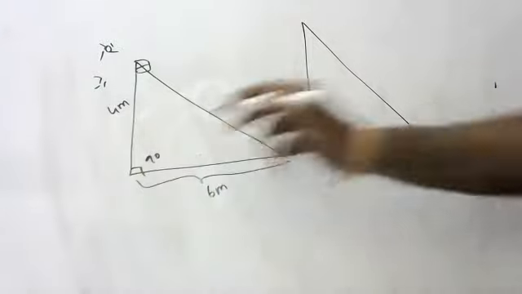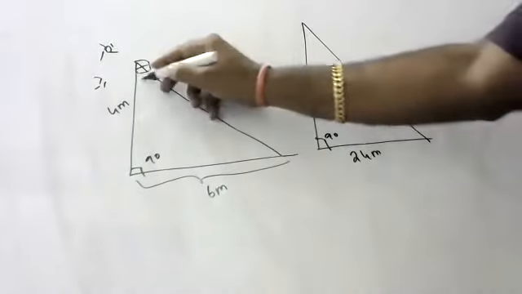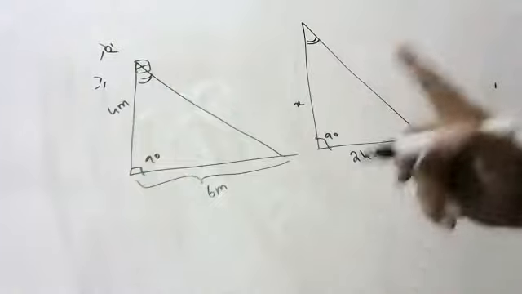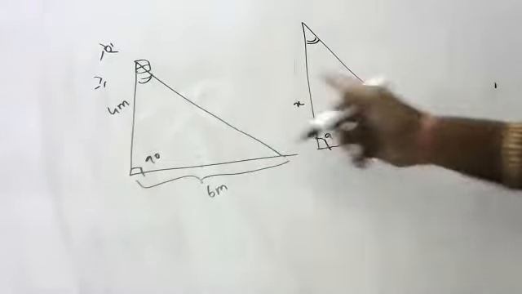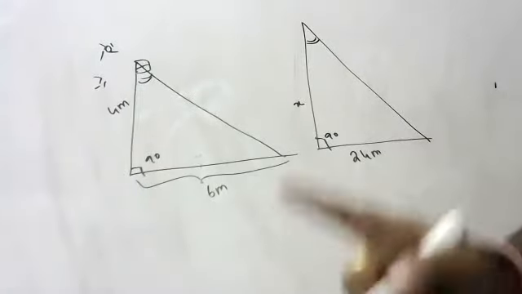This is 90 degrees. This is 90 degrees. The sun's angle at a given time will be equal. By area, they both are similar.